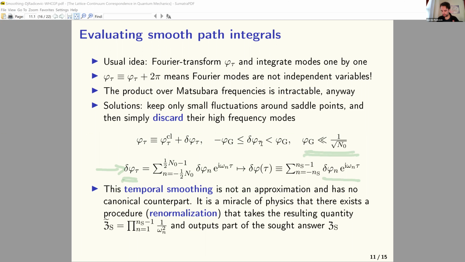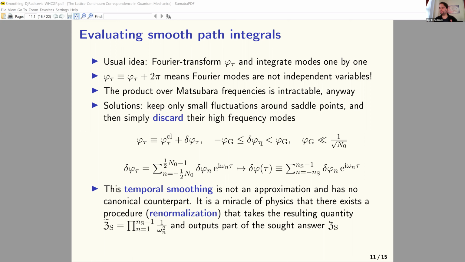So to get down to these new objects, delta phi of tau, we've inserted yet another cutoff that I call NS. This is what I call the temporal smoothing. As I said, it's not an approximation. It will never give you something approximating the right answer. It will really violate your theory, and it's amazing that it's the miracle of renormalization, which says that even after you're temporally smooth, you will get something.